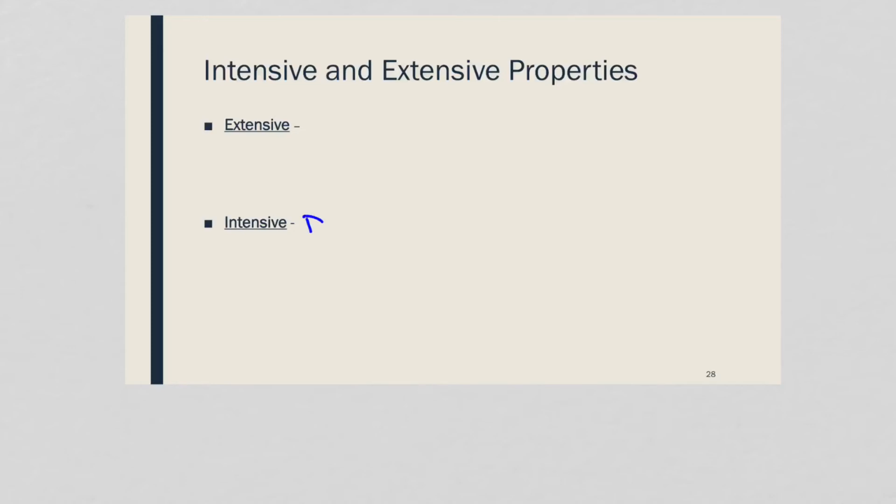does not depend on the amount. So it's independent of the amount of material you have. So density would be an example. And so a material will have the same density regardless of whether I have a small amount of it or a large amount. Right? So a gold bar has the same density as a gold coin. Right? So density is an intensive property.